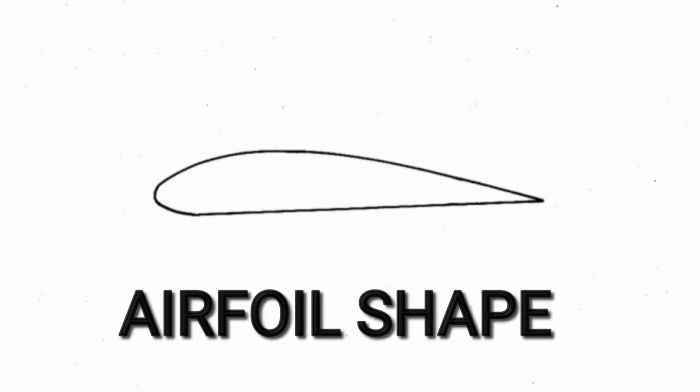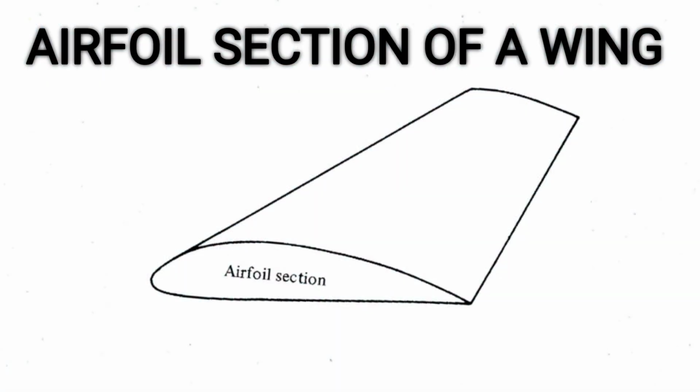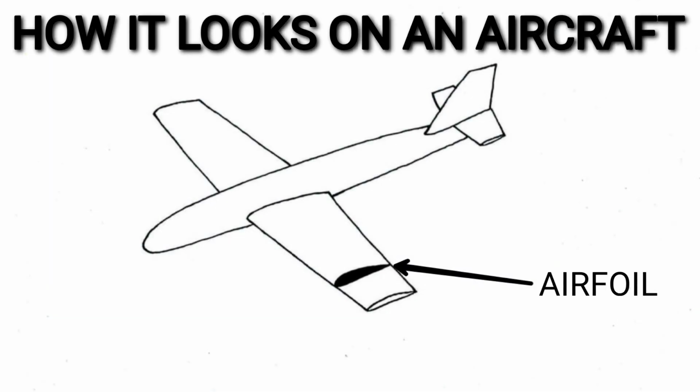So this is the side view of the aircraft wing which you're seeing on the screen, and this is called an airfoil. Airfoil is nothing but a shape. It's just a shape, or you can say a contour, which gives the best aerodynamic characteristics. Before that, let me explain something.